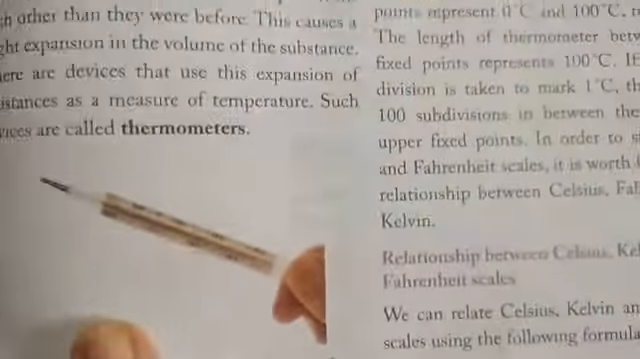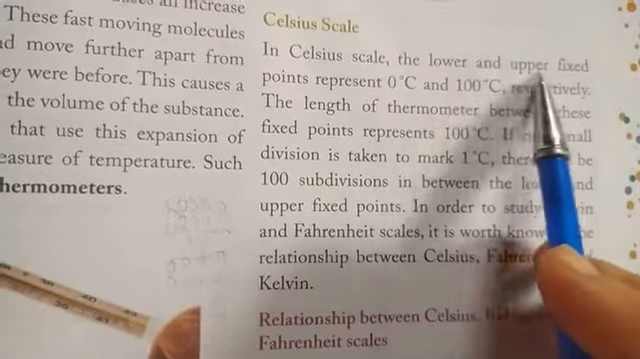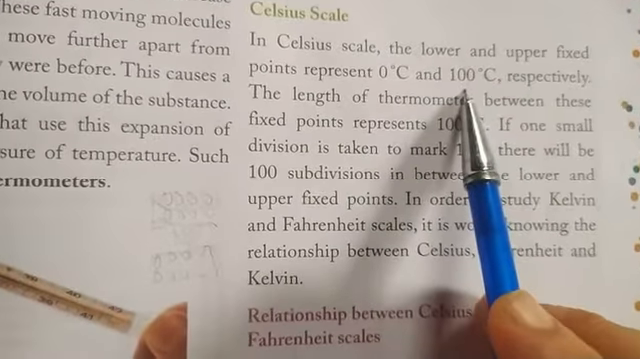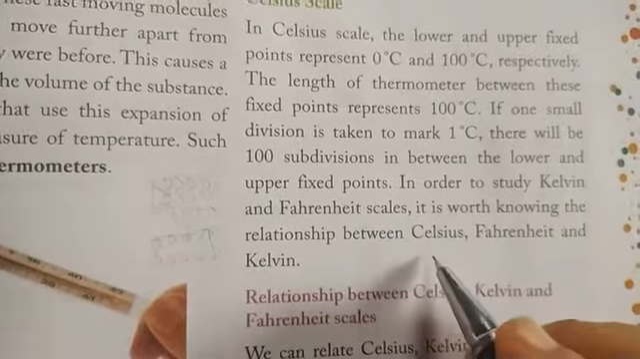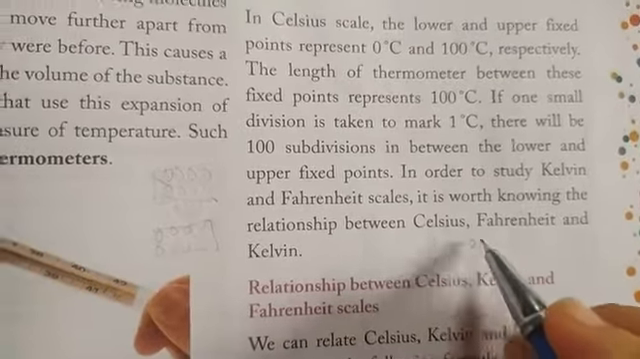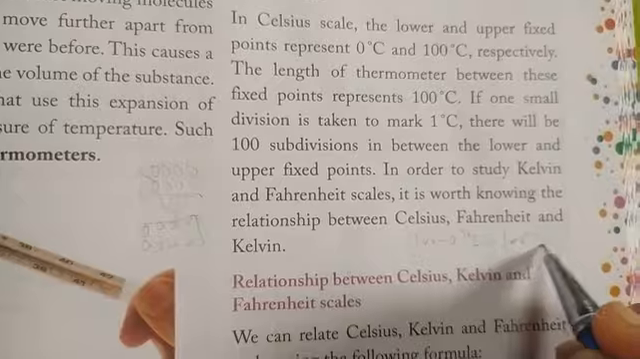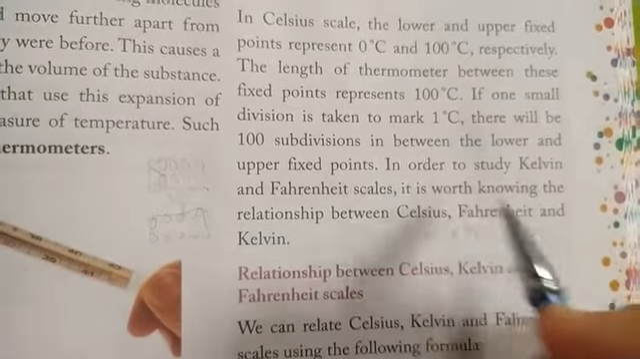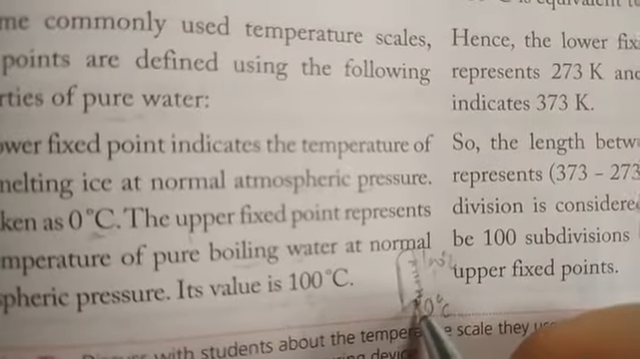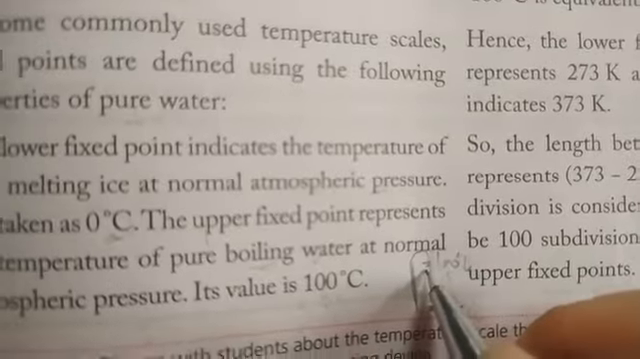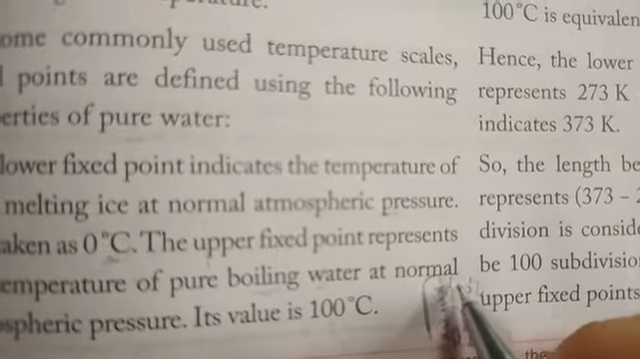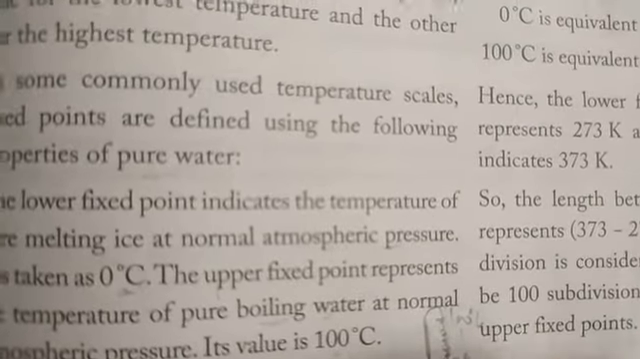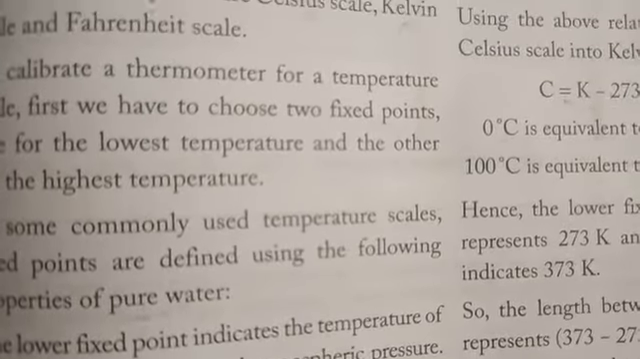Firstly we will study the Celsius scale. In the Celsius scale, the lower and upper fixed points represent 0 degrees Celsius and 100 degrees Celsius, and the length of the thermometer between these fixed points will be 100 degrees Celsius. Why is it 100 degrees Celsius? Because 100 minus 0 degrees Celsius is equal to 100 degrees Celsius. If one small division represents 1 degree Celsius, then there will be 100 divisions. If we start counting 0, 1, 2, 3, 4, 5, 6, 7 and so on, it ends at 100. So there will be exactly 100 subdivisions between the lower and upper fixed points.